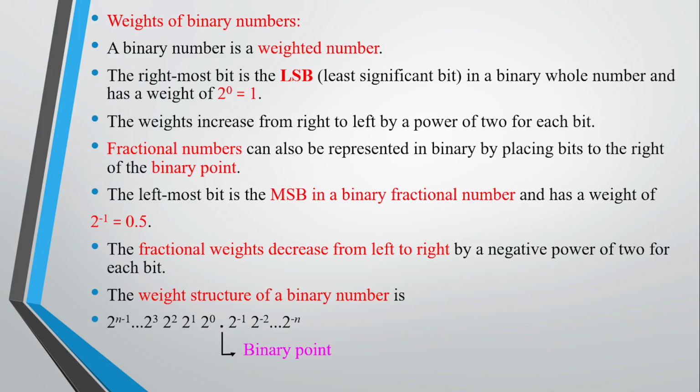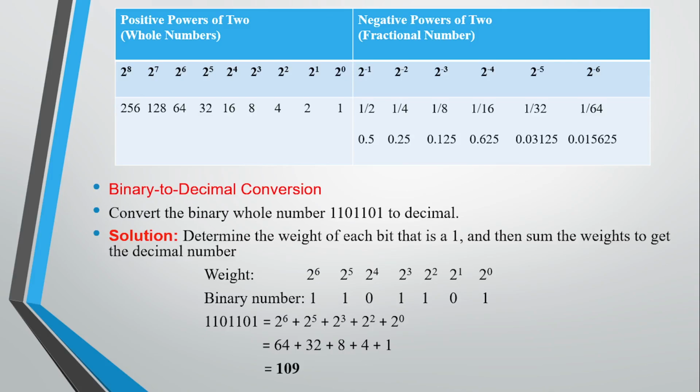Now let us look at what the values of the weights are. So the values of the weights are shown in this table, in the uppermost step. After the binary point towards the left side it is 2 raised to 0, that is 1, then 2 raised to 1 it is 2, then 2 raised to 2 it is 4, 2 raised to 3 it is 8, 2 to the power 4 is 16, 2 to the power 5 is 32, 2 to the power 6 is 64, 2 to the power 7 is 128, 2 to the power 8 is 256, 2 to the power 9 is 512, 2 to the power 10 it will be 1024, and so on for whole numbers.